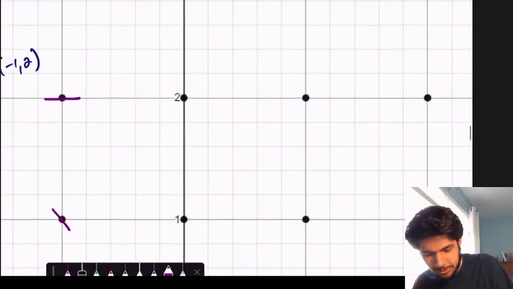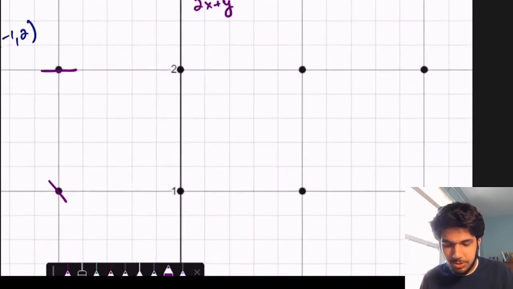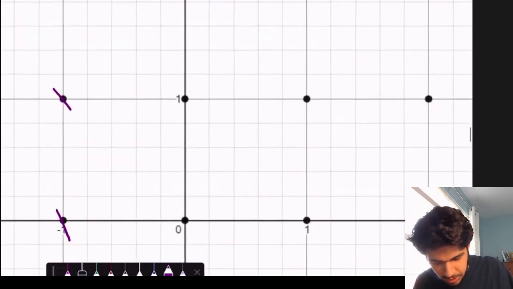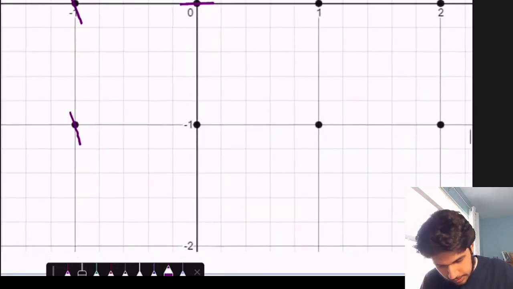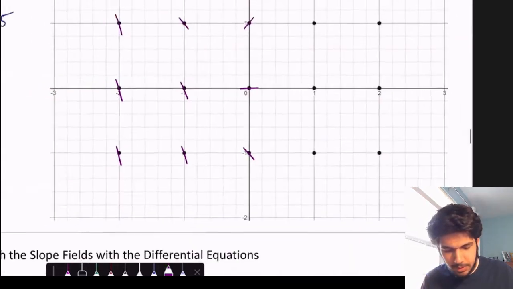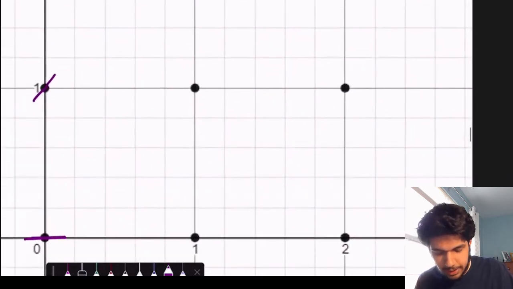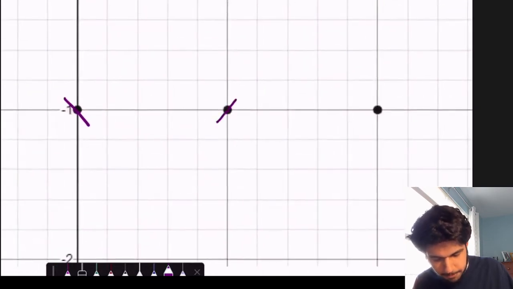So I'll write the formula up here just for reference, 2x plus y. So we're at the point (0, 2). That would be equal to 2. This will be 1. This will be 0. And this will be negative 1. And then here we're at (1, 2), this point. So this should have slope 4. So that'll be pretty steep. This should be 1 less, so slope 3. It's a little less steep. This is slope 2. And then slope 1.